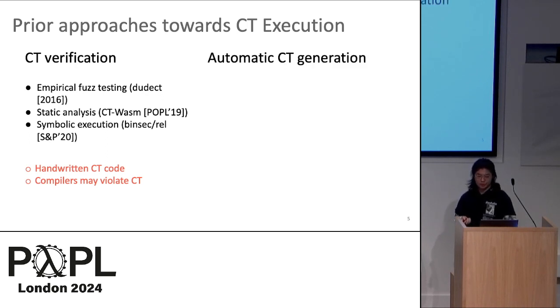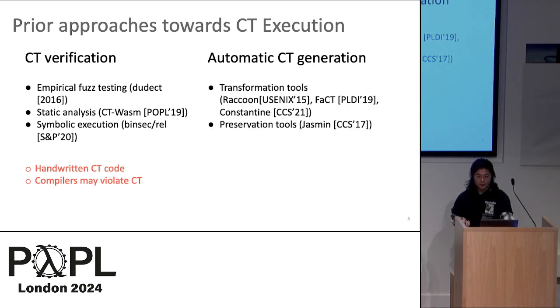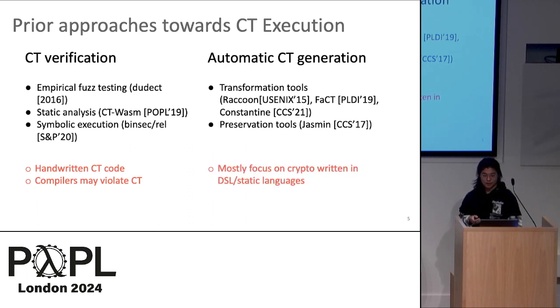The second approach is to generate constant time code automatically. This requires two phases to achieve end-to-end constant time execution. We first need to use transformation tools to convert non-constant time code to constant time code. Then we have to use preservation tools to compile the constant time code into constant time machine code. So far, most tools focus on cryptography libraries written in domain-specific languages or statically typed languages. But what about serverless applications?